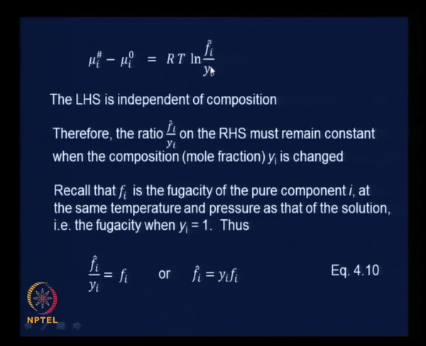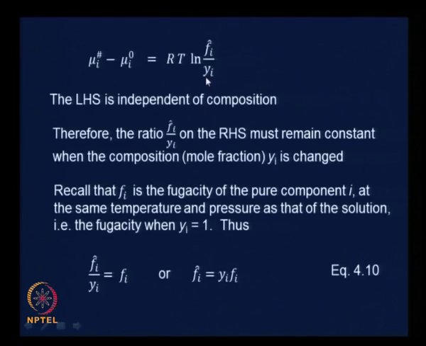If we look at one particular value there, which is when yi equals 1, F̂i by yi must equal Fi by 1, because when yi becomes 1, F̂i becomes Fi, and therefore F̂i equals yi times Fi. This says something powerful.